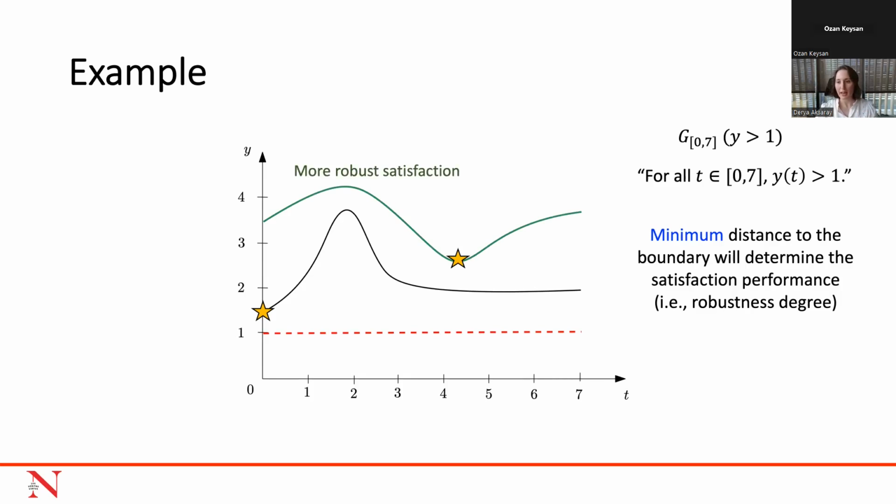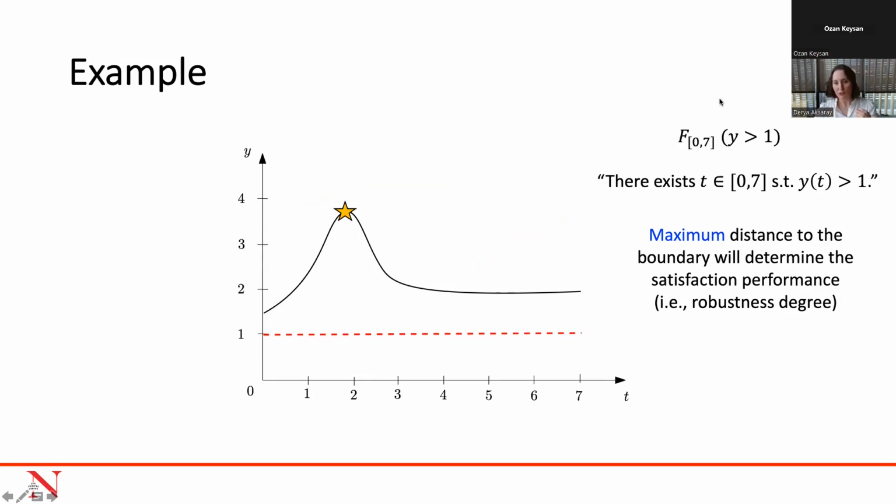Now, let's say I have another signal, this green trajectory. And again, by visual inspection, we can say that this is also a satisfaction. But now the question is, which one is a better satisfaction? Both of them satisfy this formula. And now this robustness degree can differentiate them, because if you look at the green trajectory, the minimum distance to the boundary is larger than this distance. So this means that this green trajectory can be subjected to more disturbances, and even under that amount of disturbance, it will stay a satisfaction.